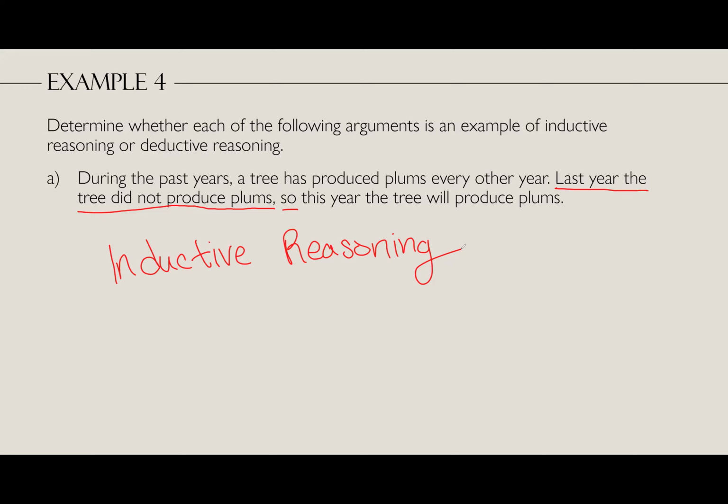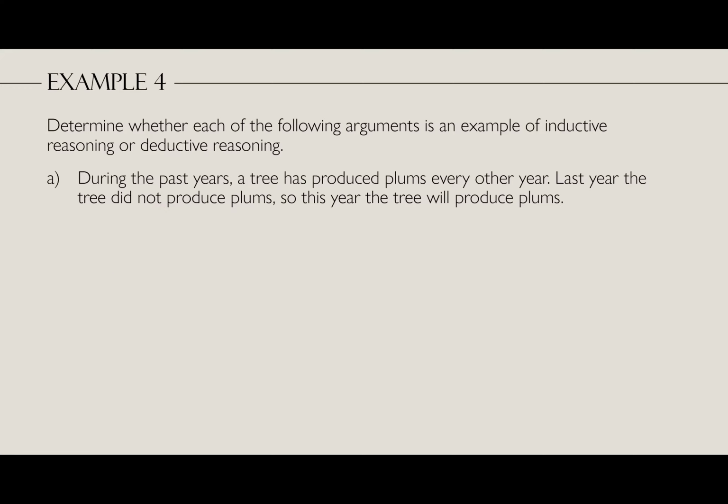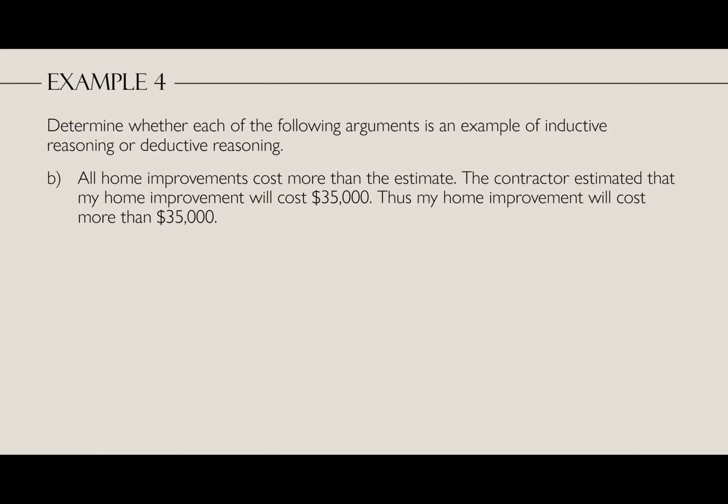Let's see if we can do the same thing for part B. For part B, I have, let's say that all home improvements cost more than the estimate. Well, the contractor estimated that my house improvement is going to cost $35,000. Therefore, my home improvement will cost more than $35,000. So, is this inductive or is it deductive reasoning? Did I work with a specific example to make my conclusion? Key word here, did my example or general idea lead to my conclusion?